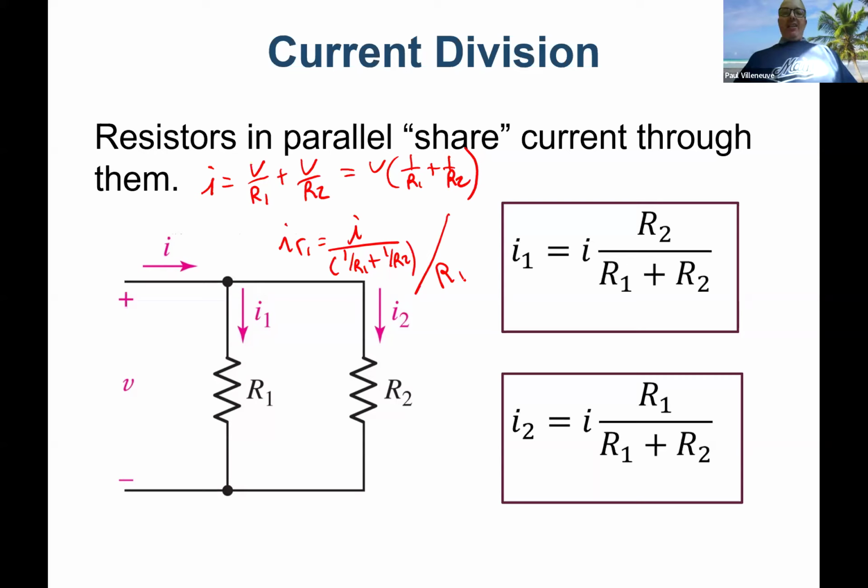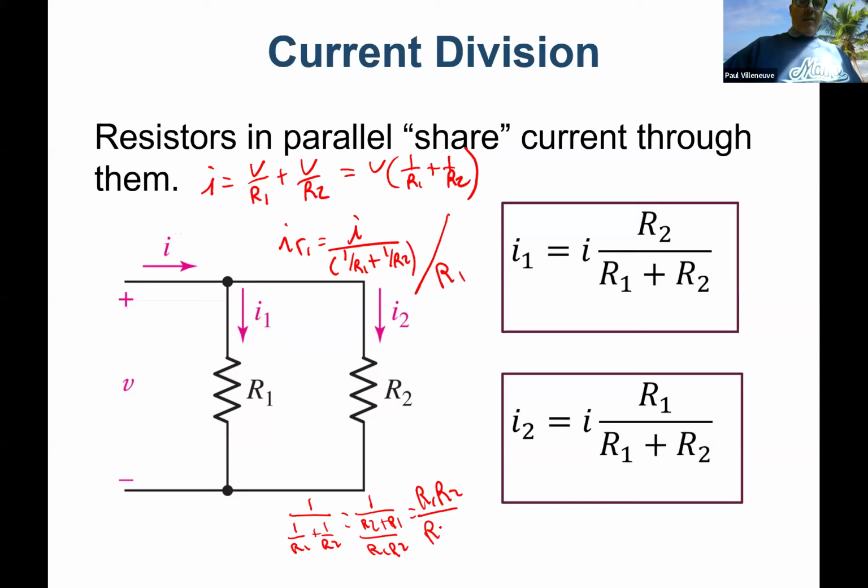So I got a lot of fractions to work with. So let me go ahead and do this first. Let's just do it this way. 1 over 1 over R1 plus 1 over R2. We're gonna do common denominator. So we have R2 plus R1 all over R1 R2, which is equal to R1 R2 over R2 plus R1, or R1 plus R2, right? Just depends on your perspective.